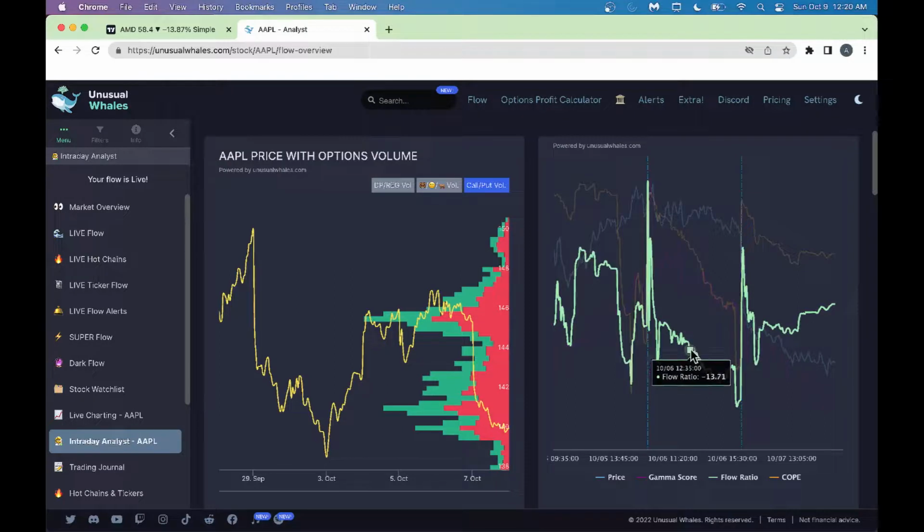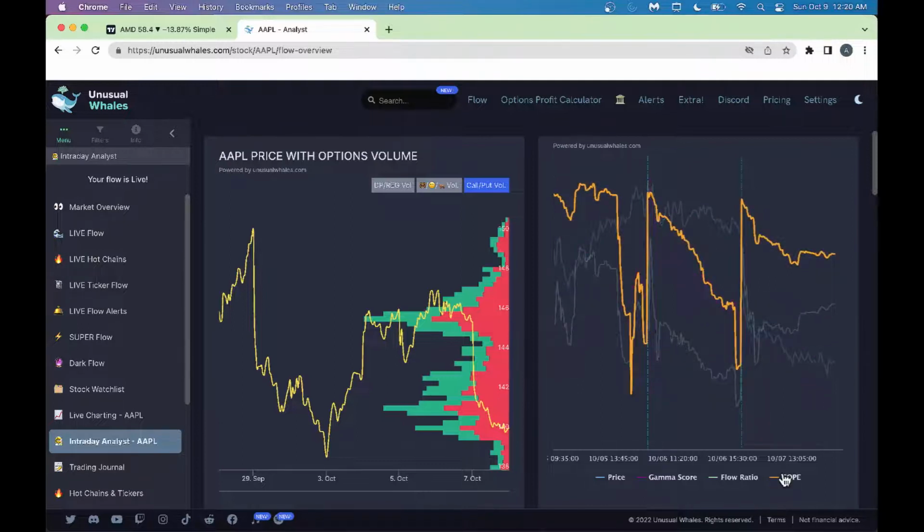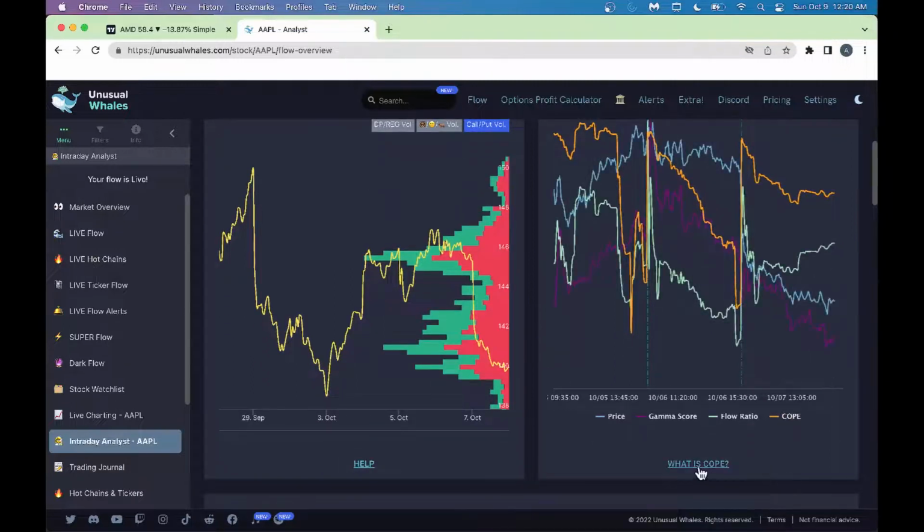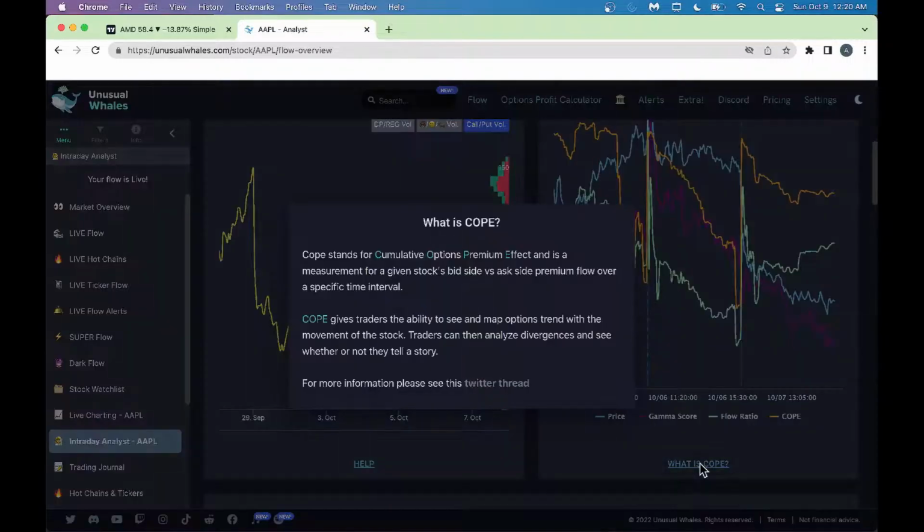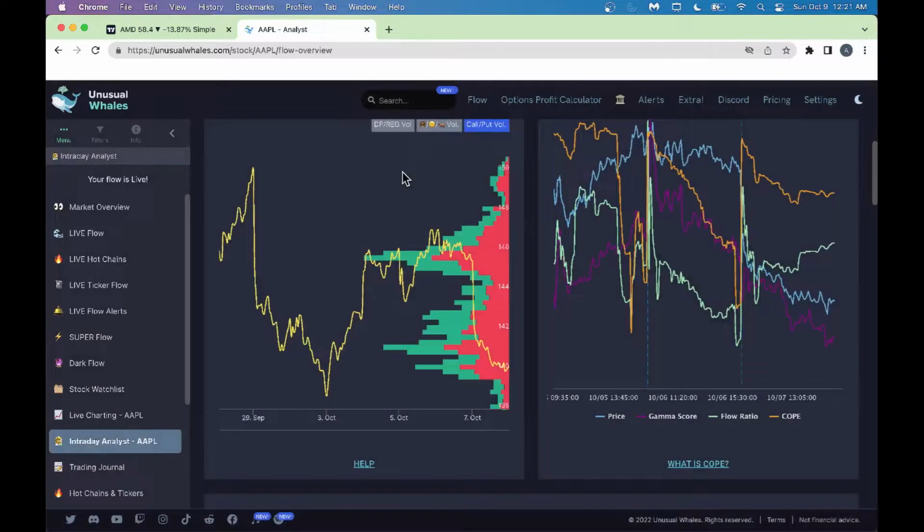Then you got the flow ratio right here. Flow ratio indicates flow is pretty healthy. It's increasing. Then you got COPE here. COPE is trending higher, as you can see. If you want to see what COPE is, they got some nice explanation here. COPE stands for cumulative option premium effect, and it's a measurement of a given stock's bid side versus ask side premium. COPE gives a good idea. If the COPE is trending higher, that could be good. There is more information in this thread, as you can see here. All right, so that's about the COPE.